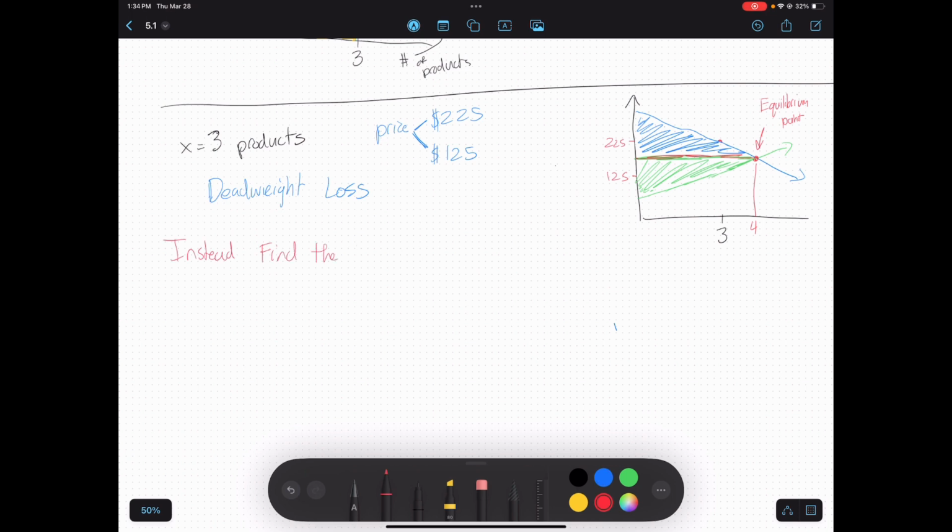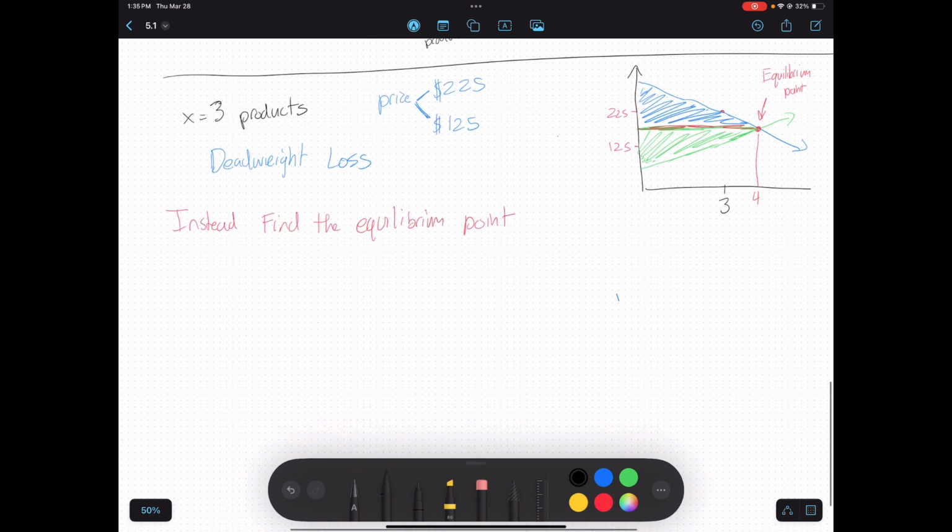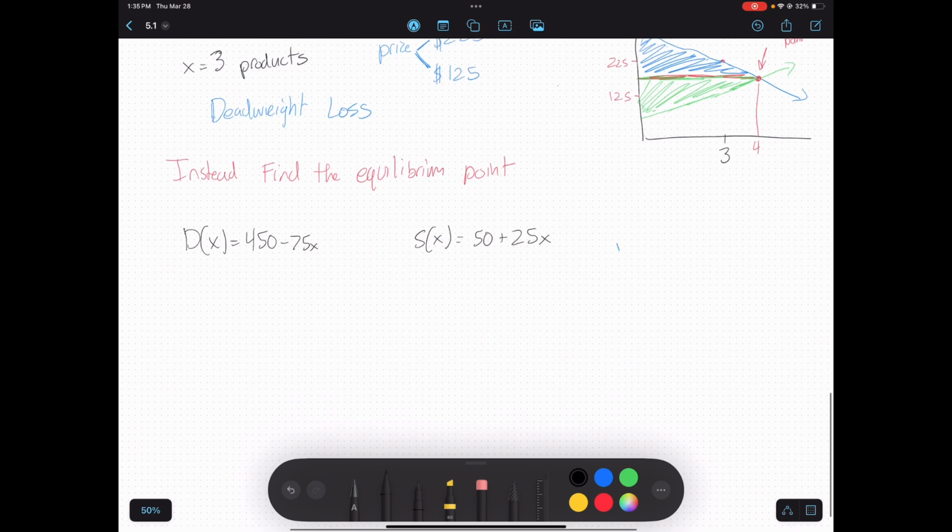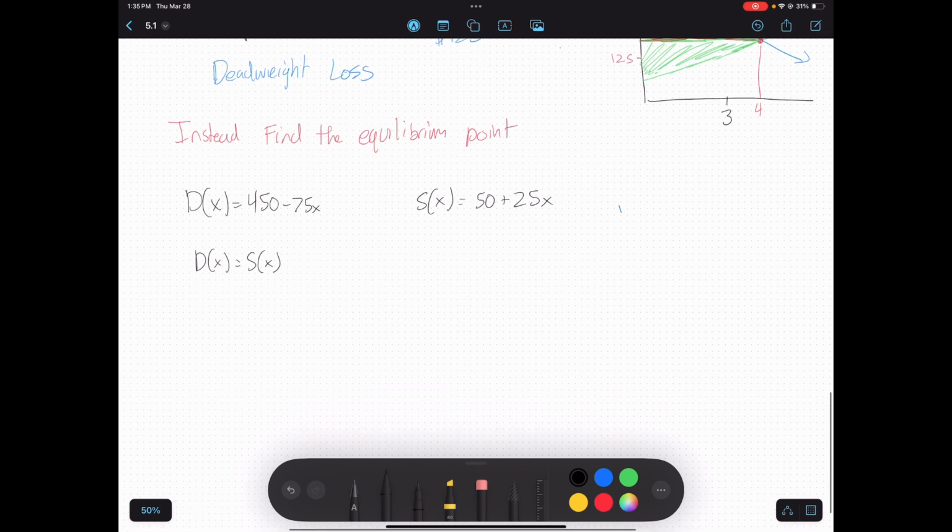How do I find this equilibrium point? Well, remember, the equilibrium point is where the two graphs meet. So recall, my demand equation was equal to 450 minus 75x, and my supply equation was equal to 50 plus 25x. How do I find where they cross? I can just set them equal to each other. So I'm going to do demand equation equals my supply equation. In our case, 450 minus 75x equals 50 plus 25x. Move some things around. I'll add 75x to this side, I get 100x. I'll subtract 50 over on the other side, I get 400. Divide by 100, and I get x equals 4.